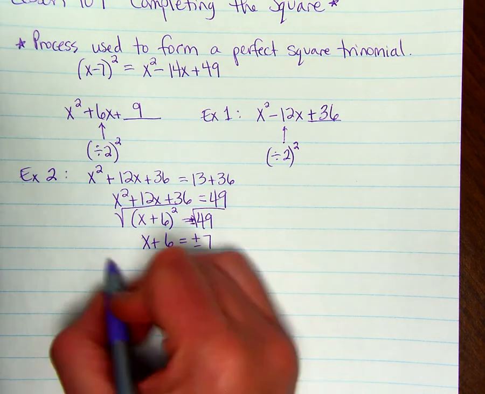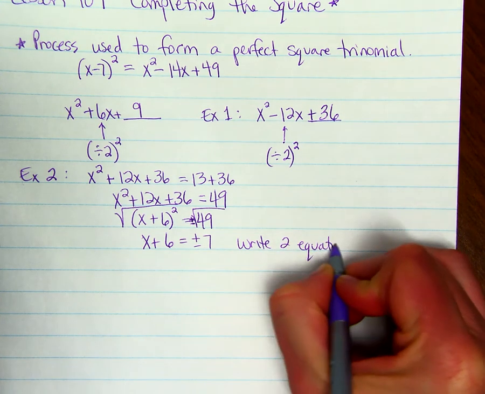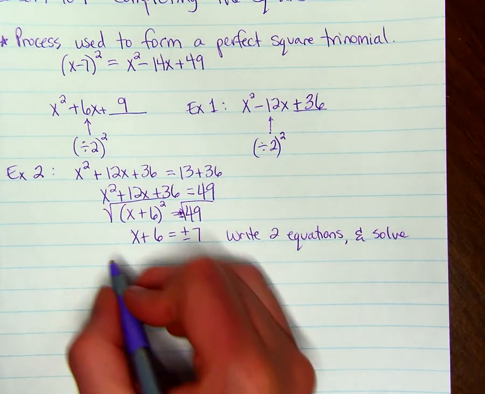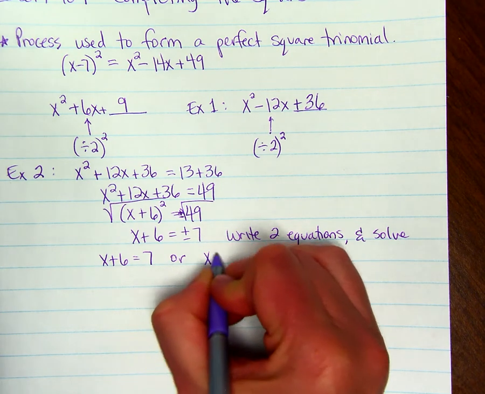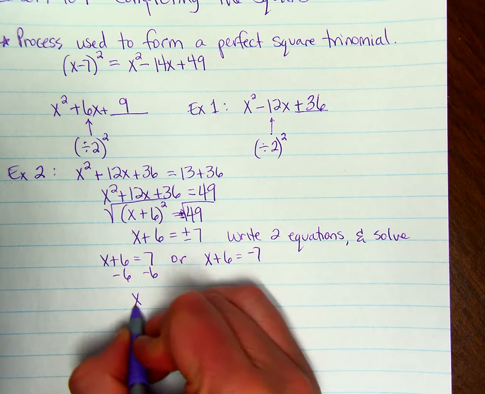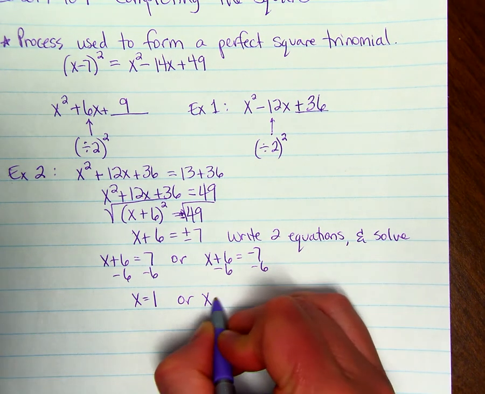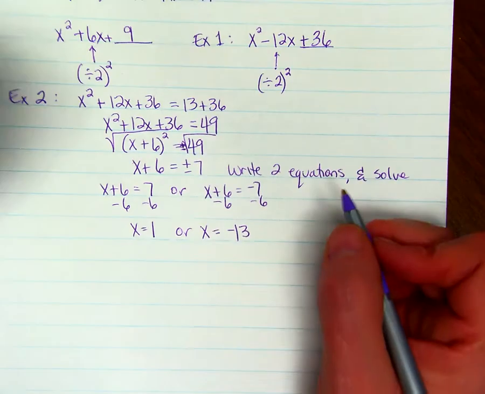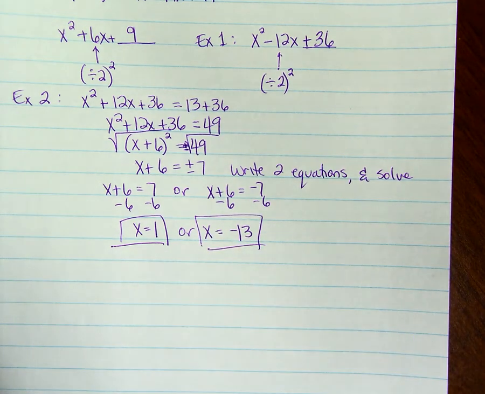And then we're going to write two equations to solve. So write the two equations and solve. So we have x plus 6 equals 7, or x plus 6 equals negative 7. So we're going to subtract 6 and get x equals 1, or, and we subtract 6 over here, x is going to be a negative 13. So x could be a 1 or a negative 13.